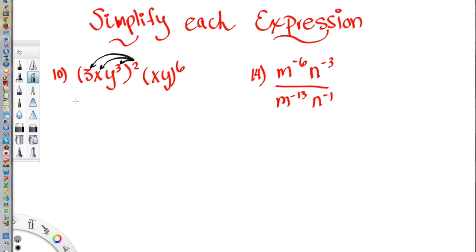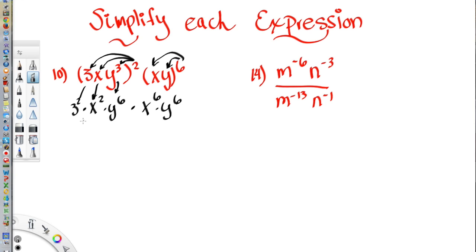Okay, so first of all, that would be 3 to the 2nd power times x to the 2nd power, because this is really x to the 1st power, so I'm multiplying. When I raise an exponent to a higher exponent, that's what's going on. And then I have y to the 3 times 2, which will give me 6th power. Okay, I'm done distributing that. Now I need to distribute my 6th exponent to both of these terms, and that will just give me x to the 6th power times y to the 6th power.